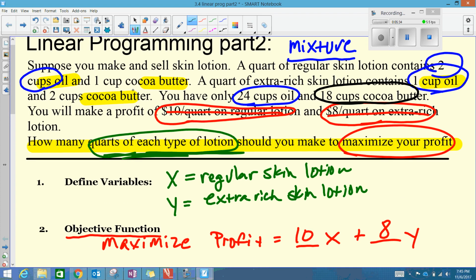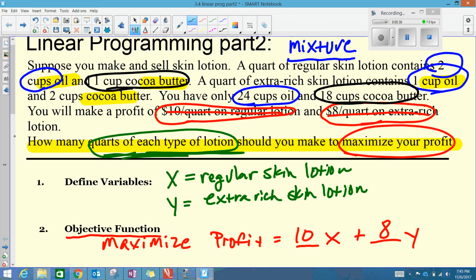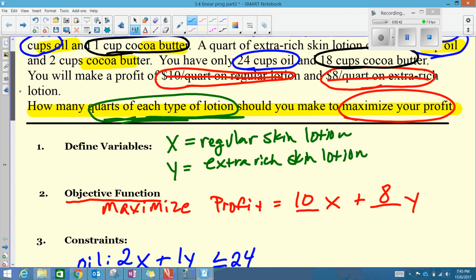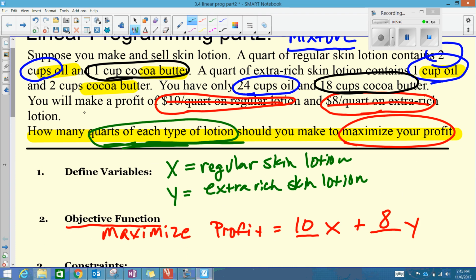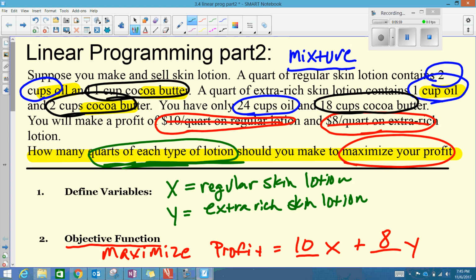Regular skin lotion contains 1 cup cocoa butter, so we're going to put a 1. And extra rich contains 2 cups cocoa butter, so we're going to put a 2. So again, this constraint is mixing the regular and extra rich, but it's all about cocoa butter. Okay, so now that really takes care of everything. We've taken care of all the numbers.